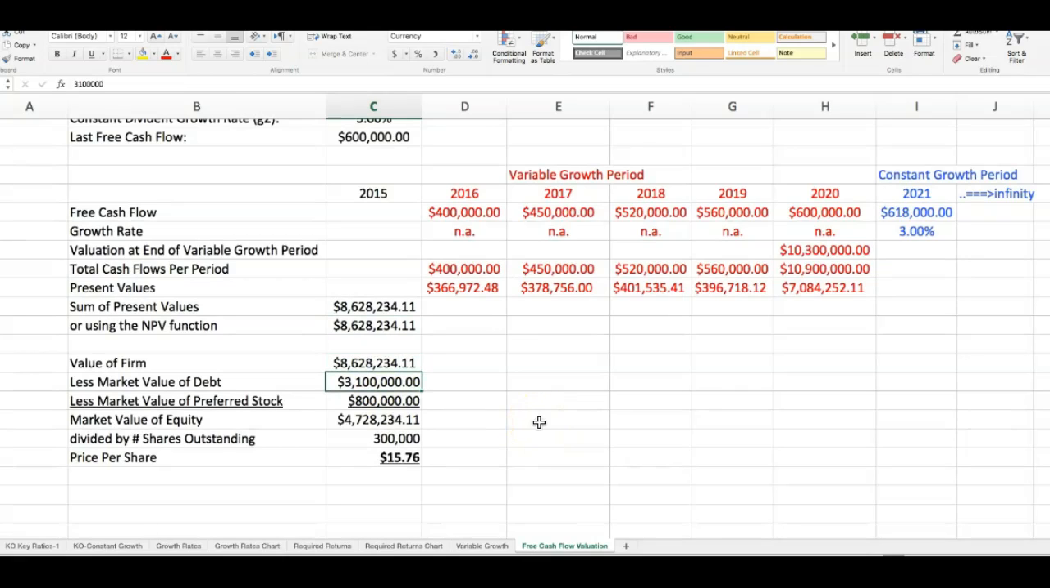So the entire value of the firm then is $8,628,000, and then we're going to subtract the market value of debt and also subtract the market value of preferred stock. So that gives us a market value of equity of about $4.7 million. And we have 300,000 shares outstanding. So the market value of equity divided by the number of shares outstanding gives us a price per share of $15.76.